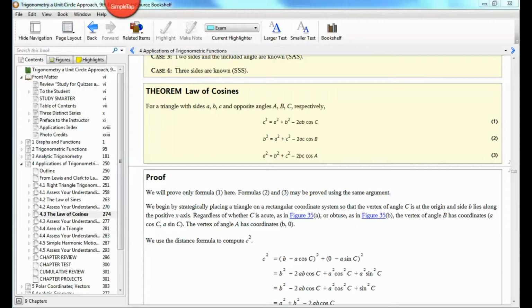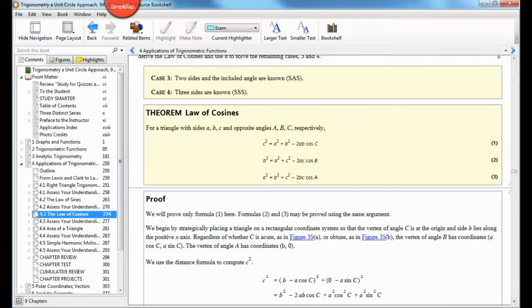All right, so law of cosines. We have three formulas for the law of cosines. We use the law of cosines whenever we have a side-angle-side triangle or a side-side-side triangle. These three formulas are the ones we'll use, and notice that they're all solved for a side.